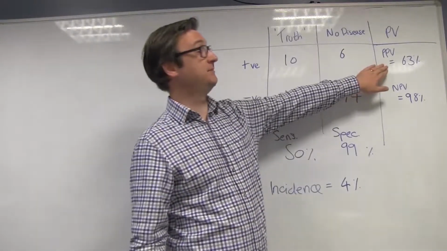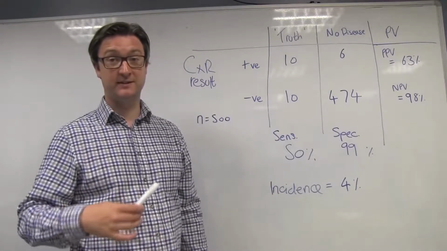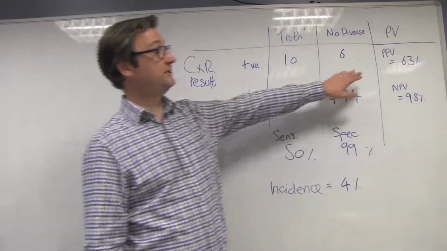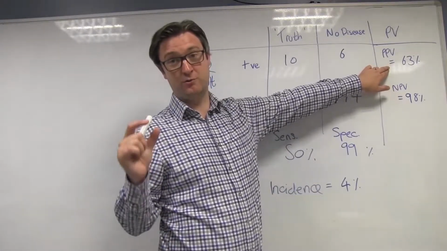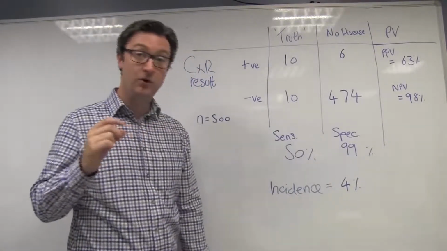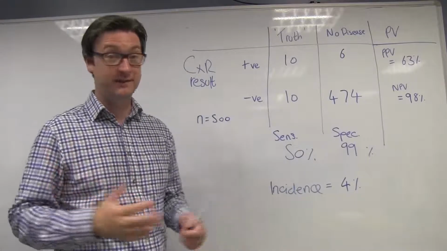So now, rather than it being that for roughly every 100 people who have a positive test, only one of them won't have the disease, so 99 of them will, we've gone to now only 63 of those 100 patients would have the disease. So that's quite a high rate. So roughly a third of them with a positive test will not have the disease.